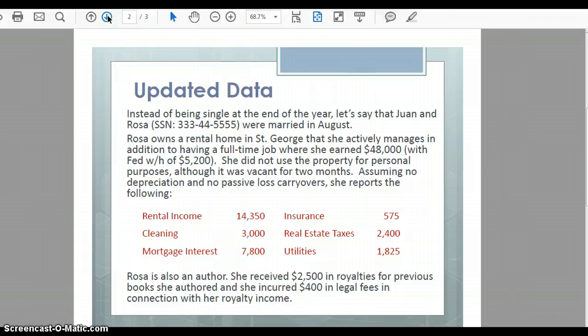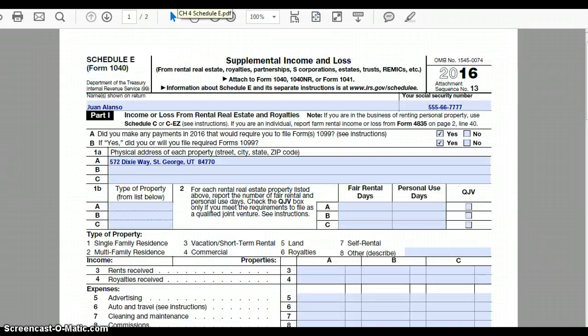So the wages would be added to her 1040 as well as the federal withholdings. But the rest of the information goes on Schedule E. So let's go ahead and take a look at it. Here we have a Schedule E, and notice that it starts with the name of the person shown on the return, which is the taxpayer, Juan. Even though Rosa owns the rental property, this is still calling for the taxpayer. All right, so then Juan's social security number.